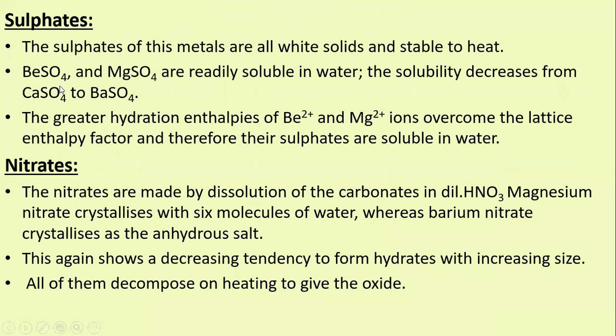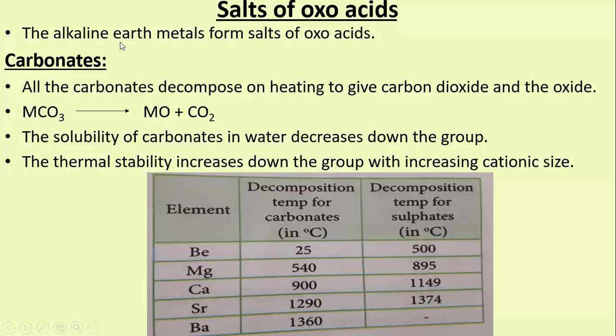On the oxoacids, in your book, three categories are given: carbonate, sulfate, and nitrate. These three will be given in your book. So now we will move on to the carbonate.